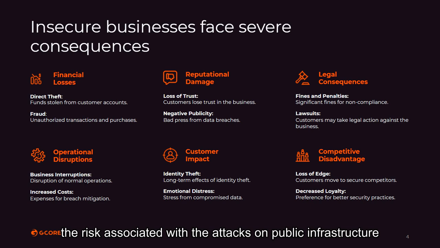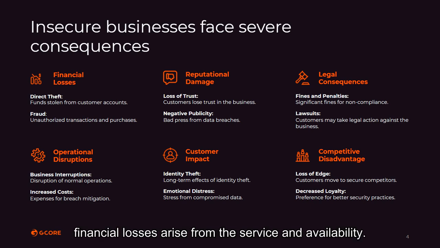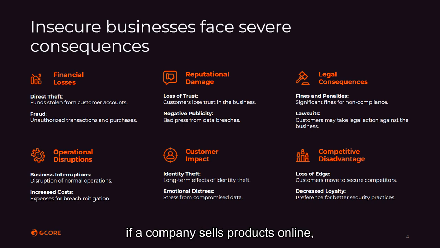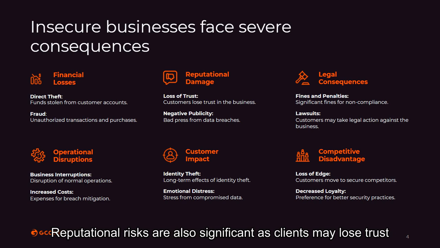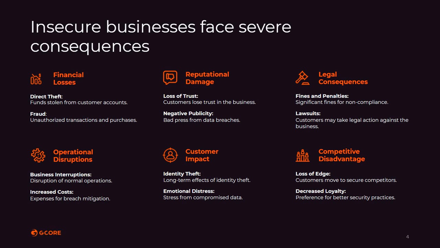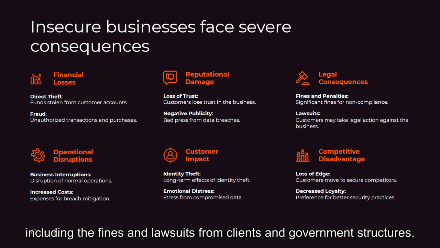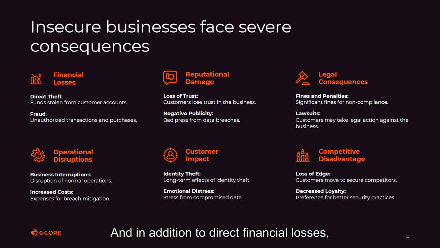So, for modern companies, the risks associated with attacks on public infrastructure are quite broad. First and foremost, financial losses arise from service unavailability. For instance, if a company sells products online, downtime of the e-commerce site leads to direct financial losses. Reputational risks are also significant, as clients may lose trust in the business itself, especially if a cybersecurity incident involves a breach of personal data. Moreover, such incidents can lead to legal consequences, including fines and lawsuits from clients and government structures. And in addition to direct financial losses, there is also indirect cost associated with incident remediation.